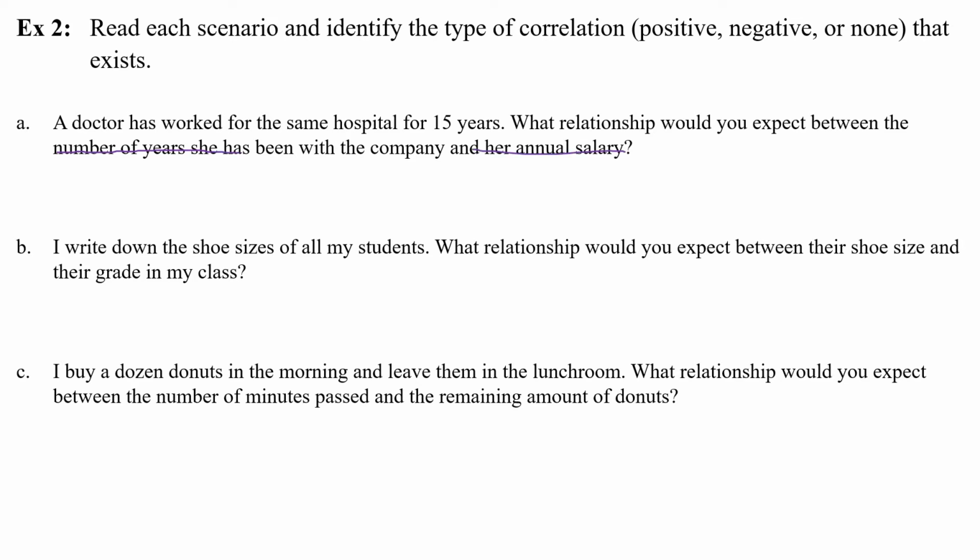So we want to know what's going to happen between the number of years she's been with the company and her annual salary. So we're assuming she just got the job, but with time, time's going to increase, right? So she'll work for the company for 1 year, then 2 years, and 3 years. So the number of years is going to increase. And we're assuming that the longer she stays with the company, the more money she's going to make, the more salary. So her salary is going to increase as well. Now, when both variables are increasing, that's what we call a positive correlation.